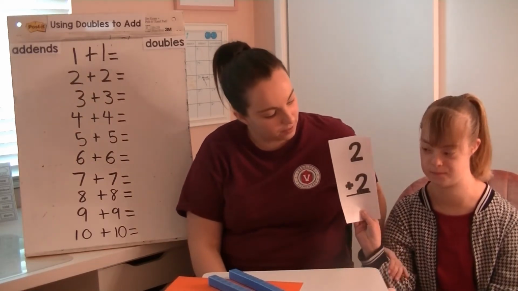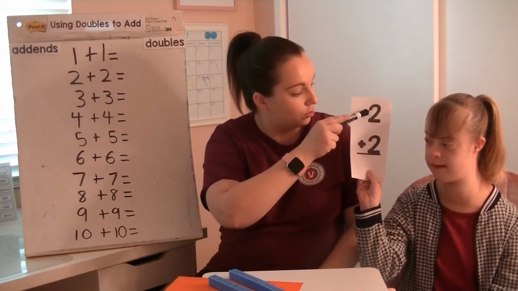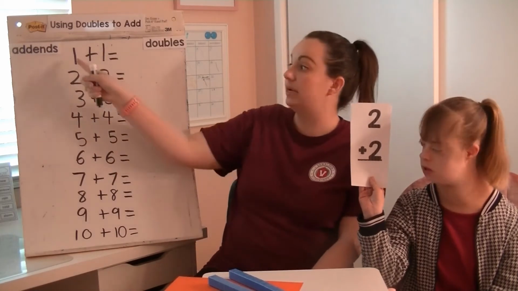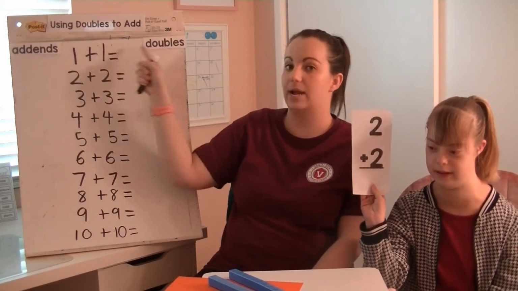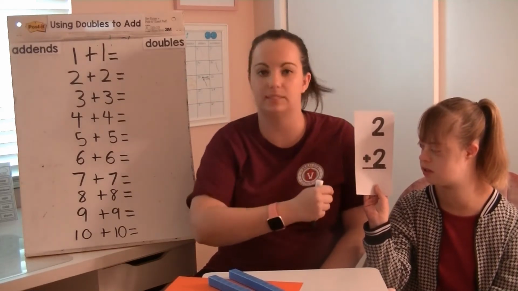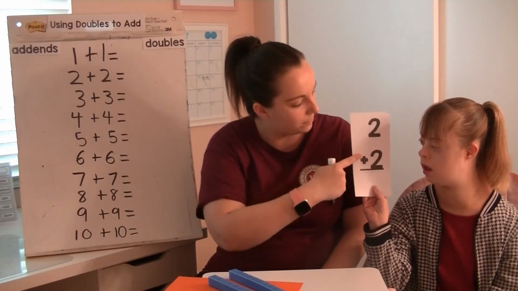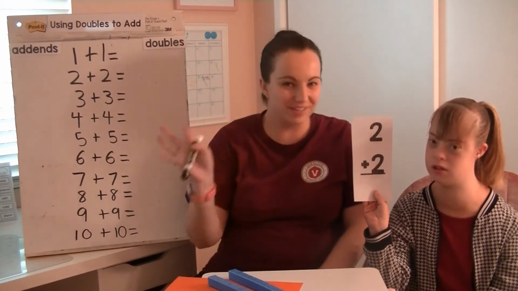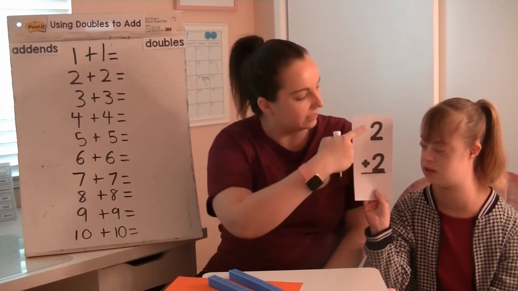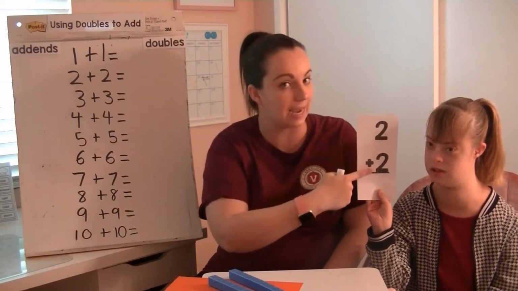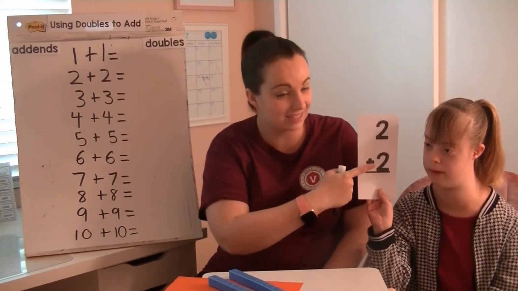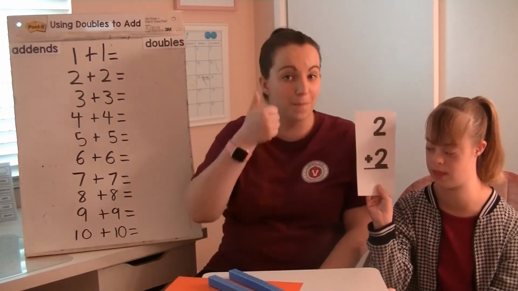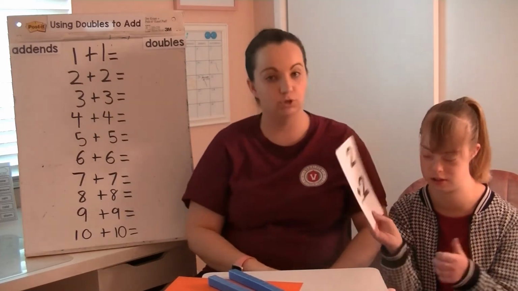This problem, nice and high, says 2 plus 2 equals. And we've already learned that whether you're doing addition horizontally, side to side, or vertically, up and down, it's still addition. Let's see, 2 plus 2 equals? 4. Oh, don't give the answer yet, we're not even solving it. We're just looking. Are the addends, the numbers you're adding, the same number? Yes, they are both the number 2. So that means it is a doubles problem. Give it a thumbs up. Will you show us our next one?